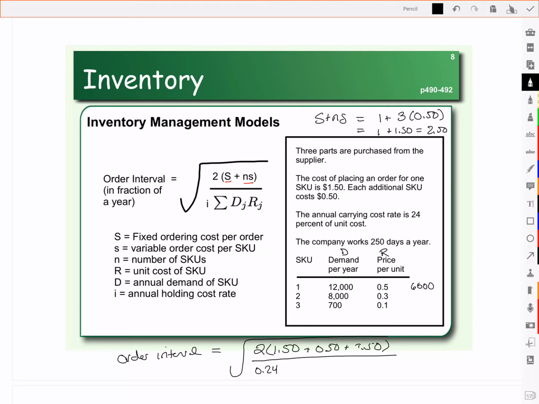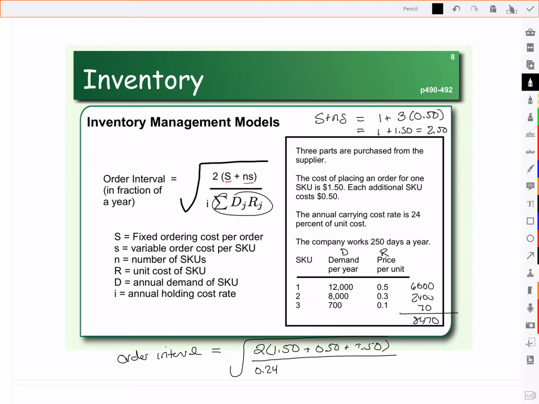And for SKU 2, our forecasted demand is 8,000. The value of that product is 30 cents a piece, so that's worth 2,400. And then the third item, we need just 700 of them, and they're worth 10 cents each. So this part of the formula, the sum of D times R, is where we take the value of everything we're ordering. So 12,000 units at 50 cents a piece, 8,000 units at 30 cents a piece, and 700 units at 10 cents a piece, which in total, 6,000 plus 2,400 plus 70 is 8,470.